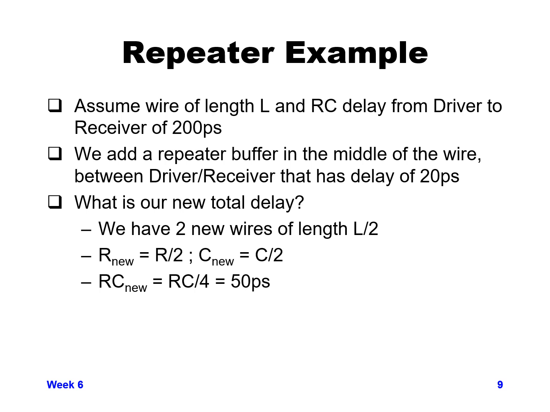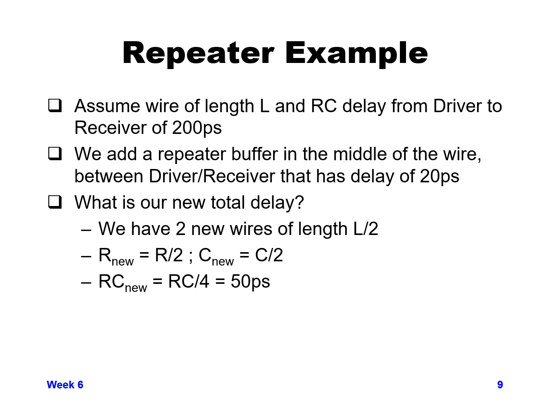And this means we have a new RC value for each of these wires, which is R new times C new, going to be an RC of the previous RC value divided by 4. The previous RC value of our original wire was 200 picoseconds. So now our new RC value is 50 picoseconds. So we now have 2 wires on either side of the buffer that have a delay of 50 picoseconds.